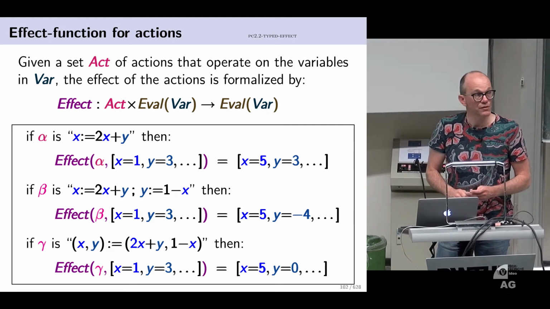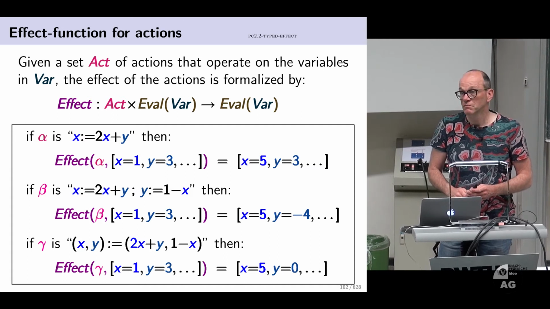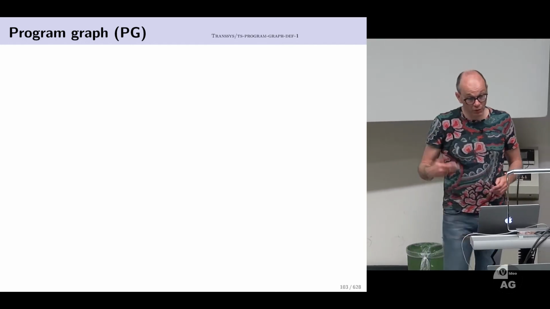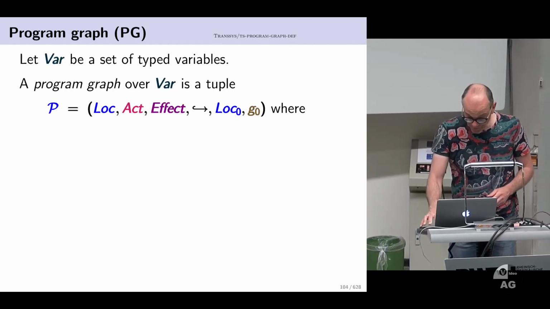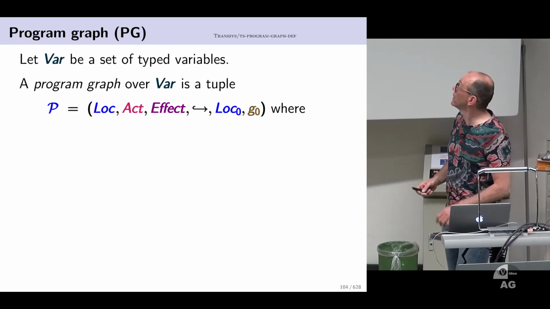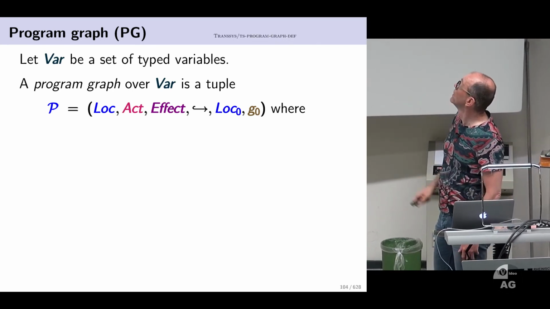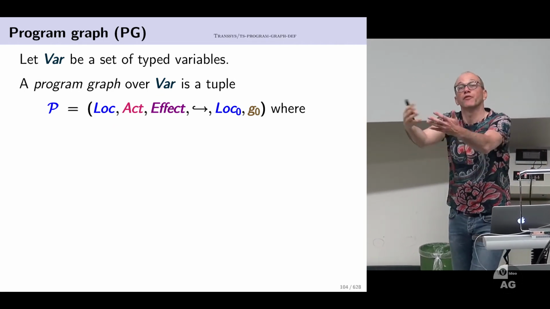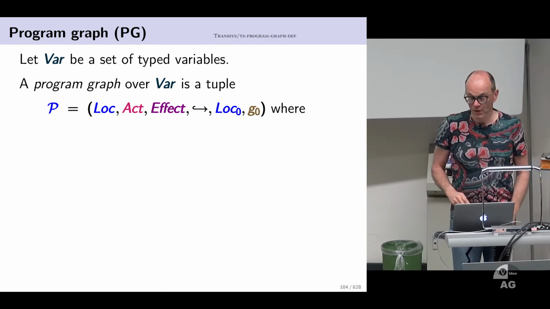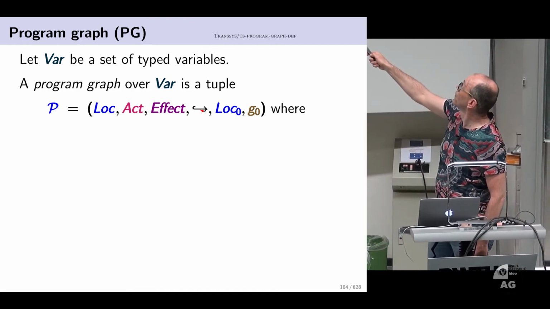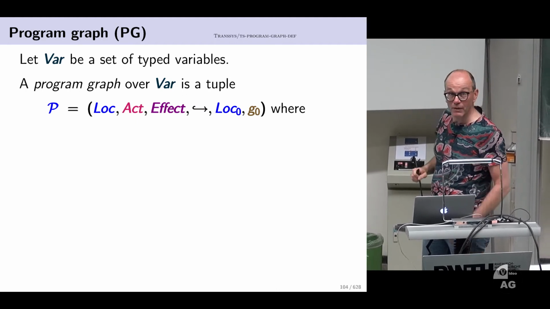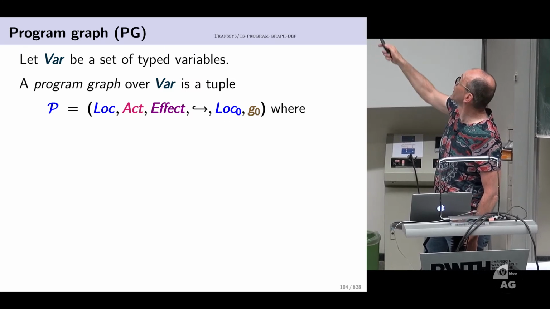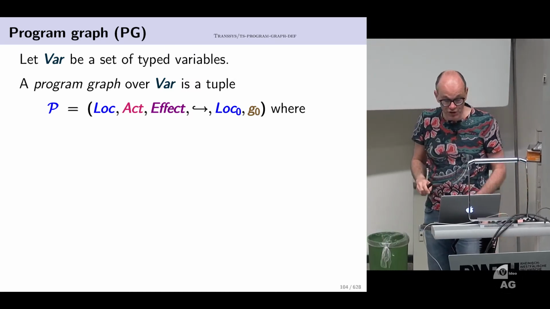Okay, any other questions? Doesn't seem to be the case. So let's now formalize what a program graph is and what the transition system of a program graph is. A program graph is a tuple of locations, actions, the effect function, the function that tells you what the effect on the variables is if I take an action. This is the edge relation of the program graph, and remember those were the dashed edges in my picture. I have a set of initial locations and we have some initial condition on the variables, g0.